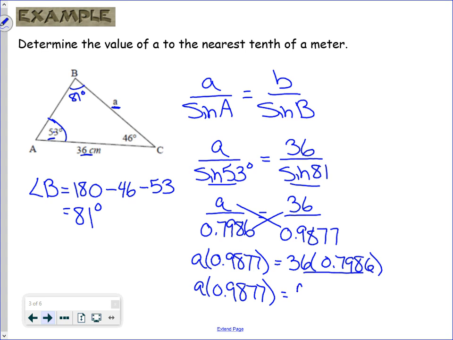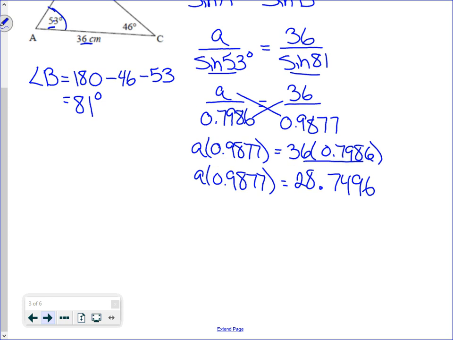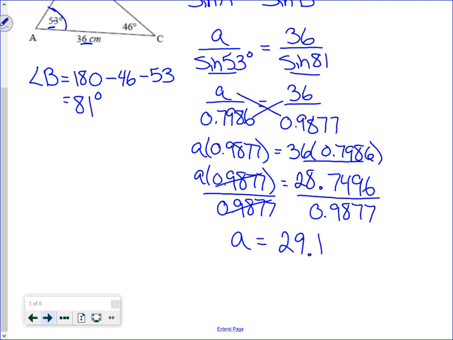So when we do that, we'll get to 28.7496. The last step we need to do is get our A value by itself, so we'll divide out 0.9877 from both sides. These values will divide themselves out and we'll just be left with A. And when we divide the right-hand side, we end up with an answer of 29.1. And we're working in centimeters. So 29.1 centimeters is the length of side A.